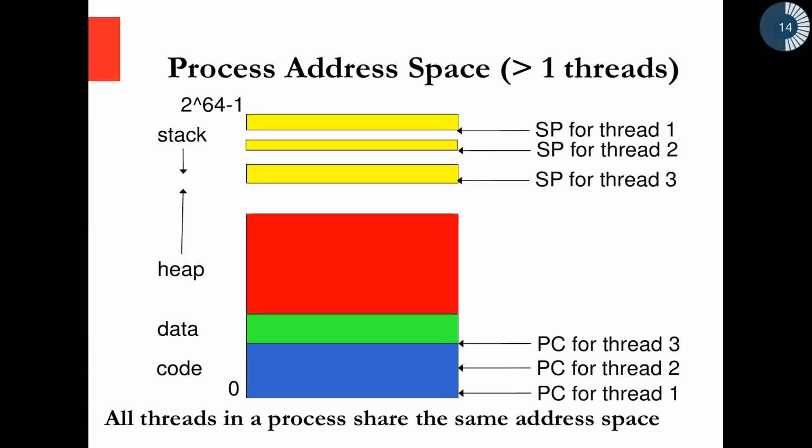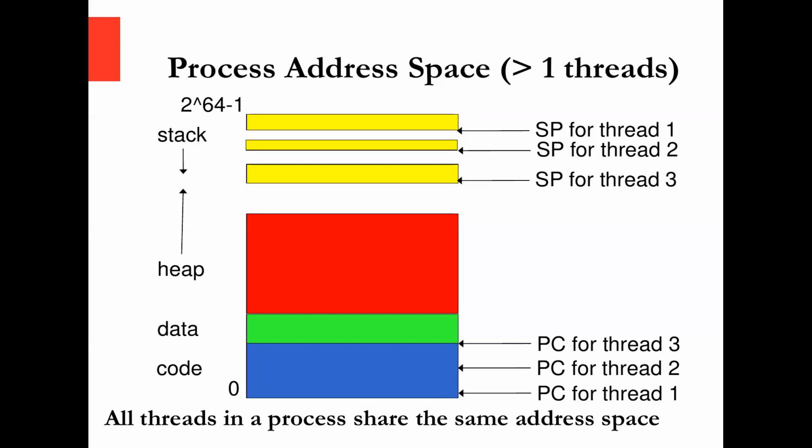Now for a process address space with more than one thread, we will have the same code, the same data, and the same heap. Those things are still going to be the same. But we will have separate stacks for each thread, and the program counter for each thread is also going to be different. The place where we are in the code right now is going to be different for every thread.